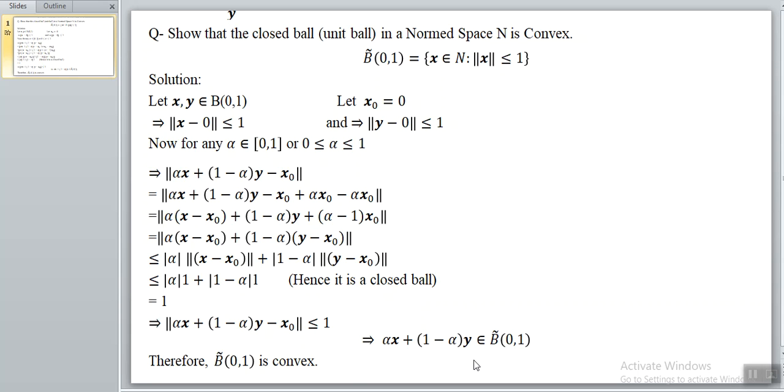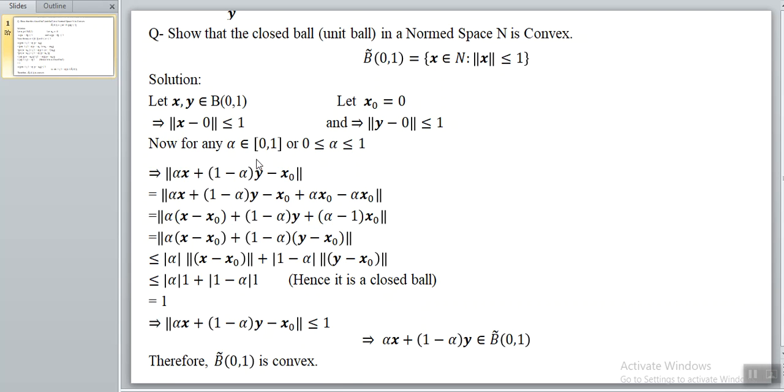The problem says: show that the closed ball, which is the unit ball in a normed space N, is convex. For that I take two points x and y which belong to the ball, and another point x naught, which I suppose to be 0. Then the norms of x minus 0 and y minus 0 will always be less than or equal to 1, because the distance between any two points inside the ball will always be less than or equal to 1. And now I want to prove this ball to be convex.